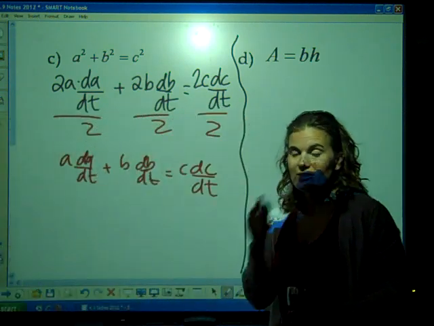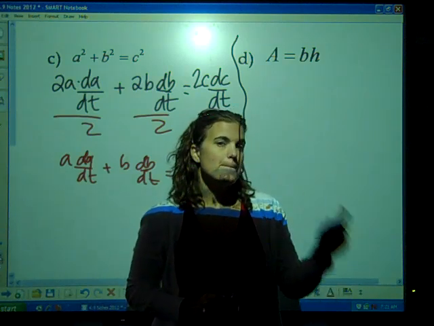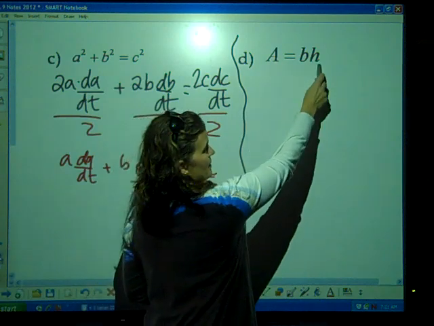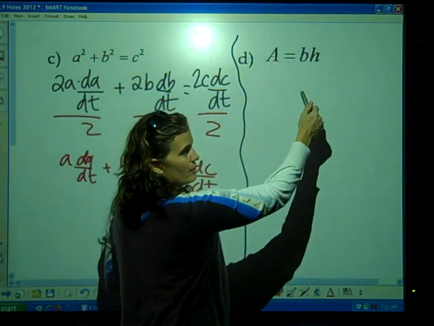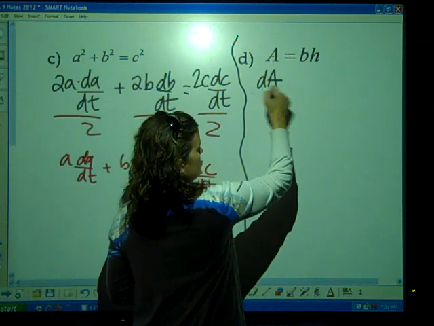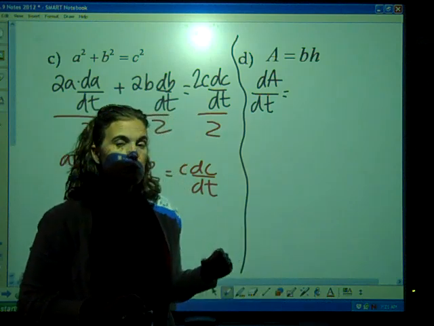Letter D. I'd say try this on your own, but be careful. If you try it on your own, make sure you recognize that it's a product of 2 functions. Hopefully we recognize this. Area equals base times height, nice area of a rectangle. So the rate of change of the area will be dA dt with respect to time. And then base times height, we'll have to use product rule.